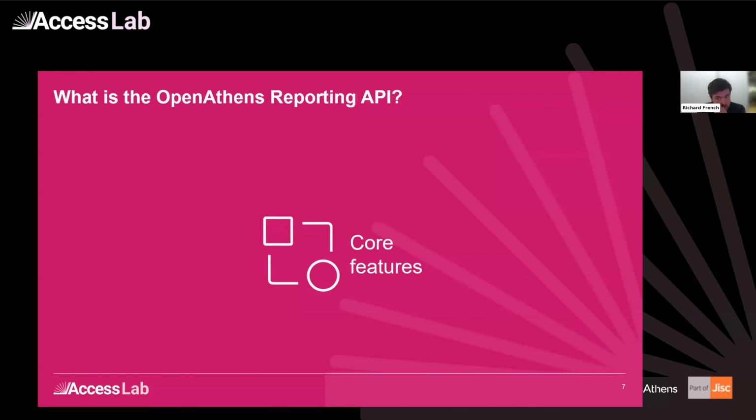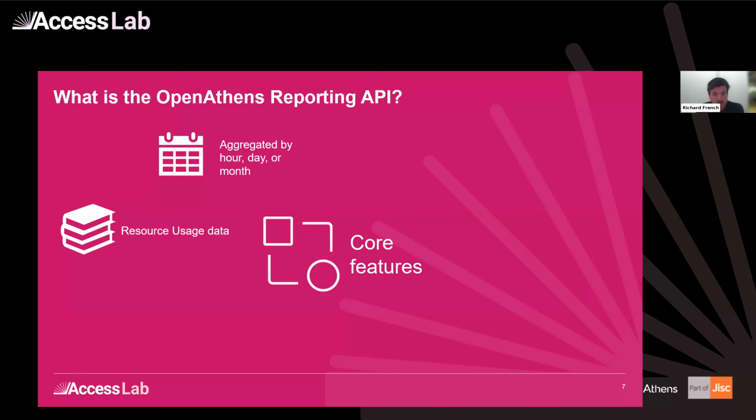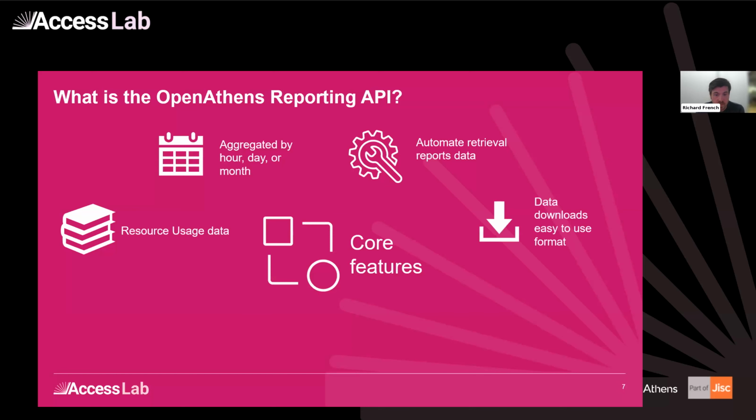So the core features of the reporting API, since it's been launched 4 years ago, provides that resource usage data. It matches how data is available in the Open Athens reporting interface. So that's resource usage data that is aggregated by hour or day or month. And using the API means you can automate report downloads to run at your preferred frequency, so daily, weekly, and so forth. And the API provides the data in a flat reporting CSV format, which means the data is compatible and can be used in lots of different tools and programs.